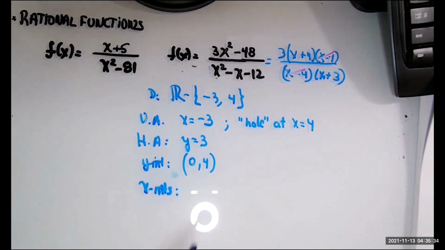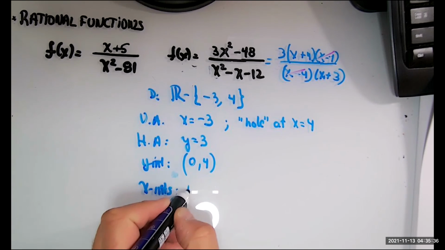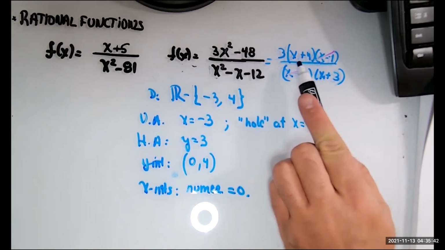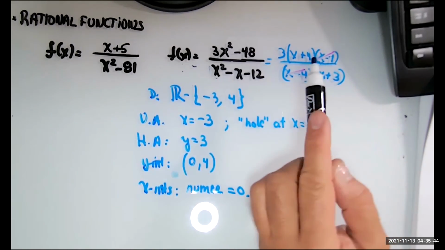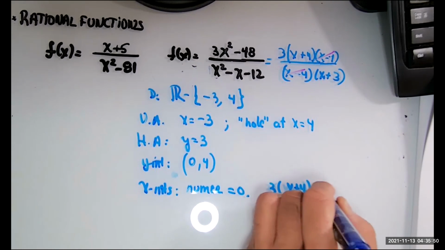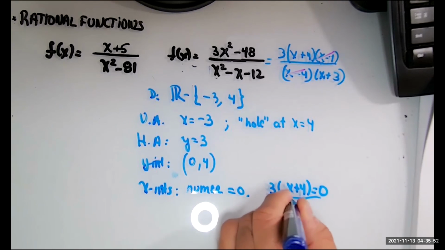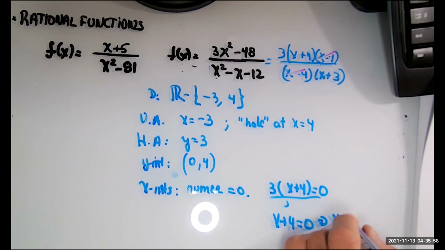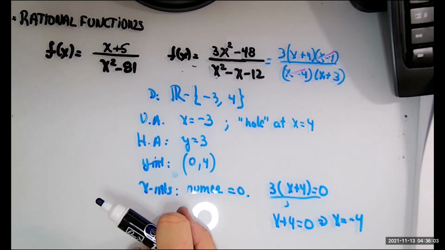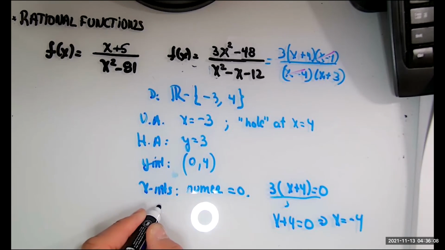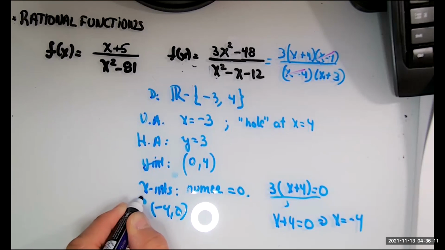What about the x-intercepts? For the x-intercept, we make the numerator equal 0. So I recommend to always use the simplified version. So here, when 3 times x plus 4 equals 0, we divide by 3. So x plus 4 equals 0. Therefore, x equals -4. So we are going to have one x-intercept at x equals -4. So -4, 0 would be my x-intercept.